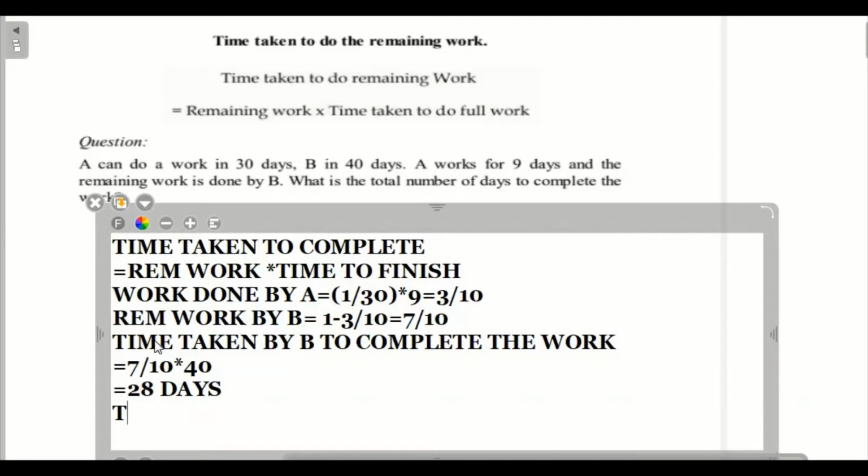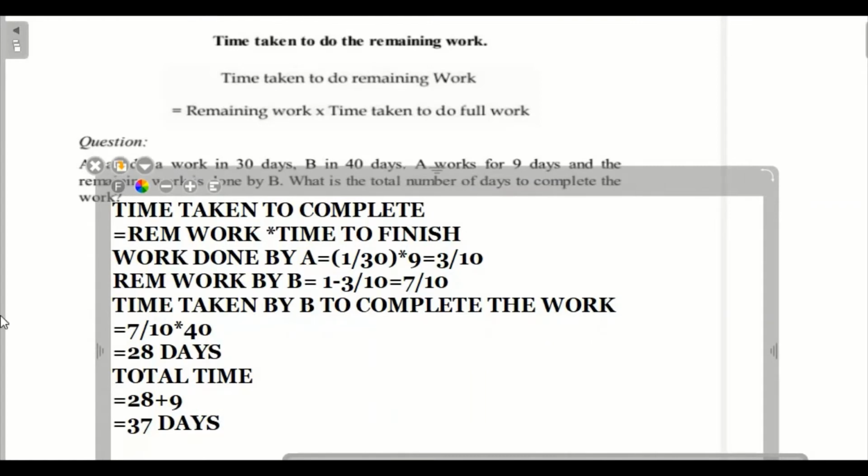So we have to find the total time taken by both. So total time equal to, so A worked for 9 days. So he has worked only for 9 days. So the remaining 28 days of work has been done by B. So we have to add that too for calculating the total days. So total days is 37 days. Okay. So we'll move to the next problem.